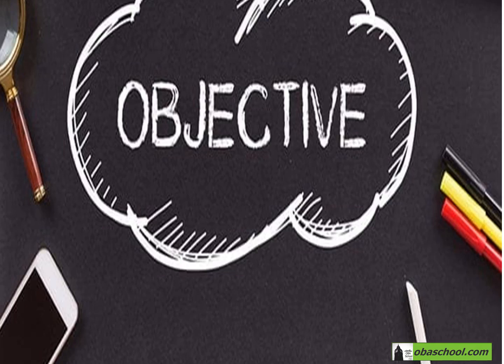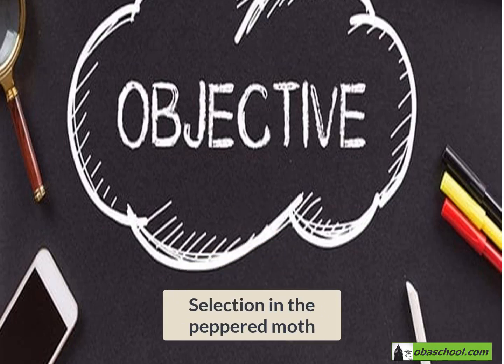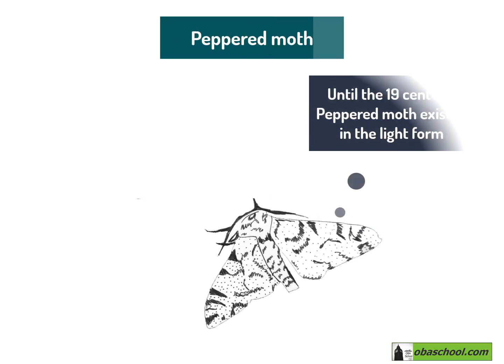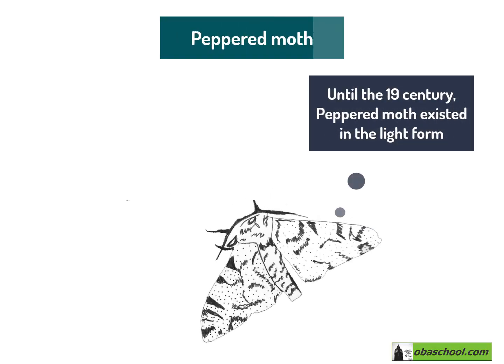In this video, we are going to take an example of natural selection, which is the selection in the peppered moth. Until the middle of the 19th century, the peppered moth existed in its natural light form.